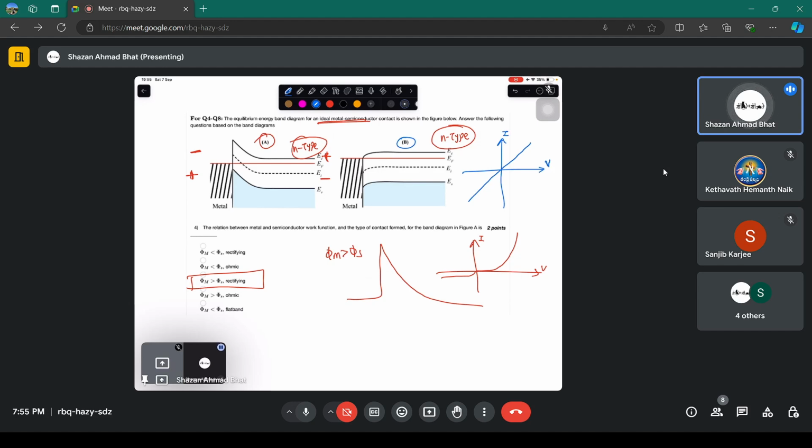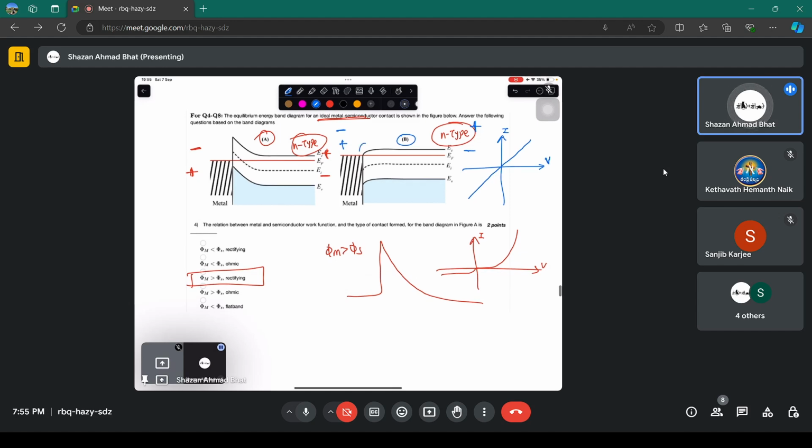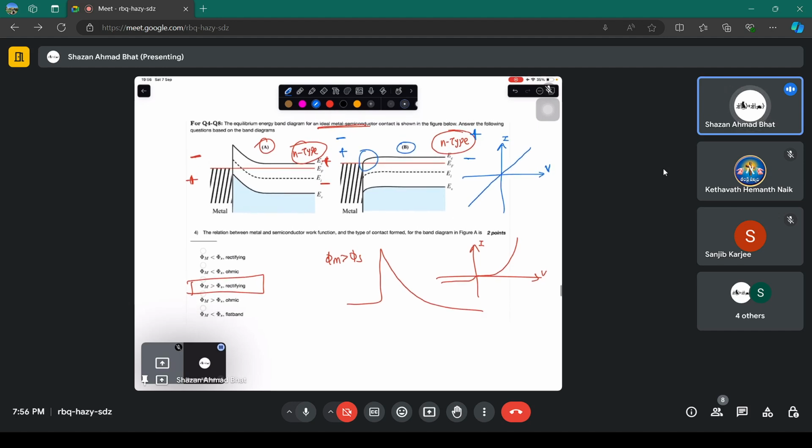Whenever you connect a positive here and negative here, the current is going to flow. The negative here and positive here, the current is going to flow. It's not going to matter for it. So this behavior is, I should say, the ideal contact we want to make. But it depends definitely upon the work functions of the metal and semiconductor.